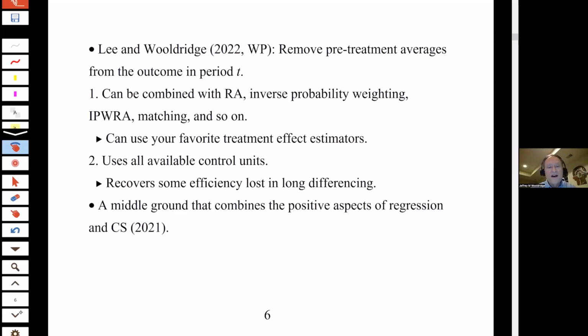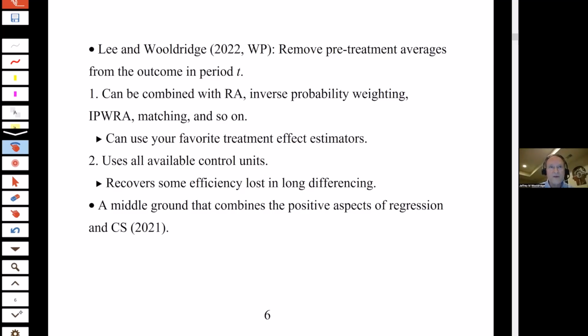So I got a question earlier today about, what if you like to use matching estimators? I don't think the Callaway Sant'Anna paper talks about that, but we're able to show that once you transform your data, you get unconfoundedness holding, and unconfoundedness is the key assumption underlying all of the standard treatment effects estimators.